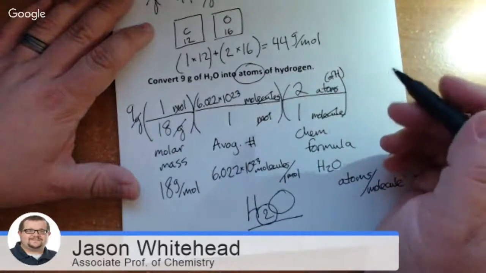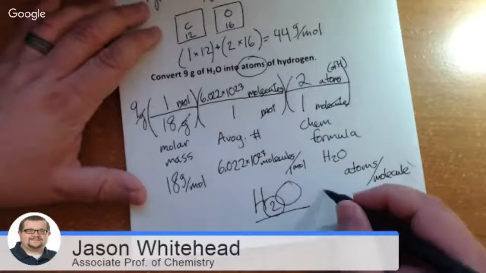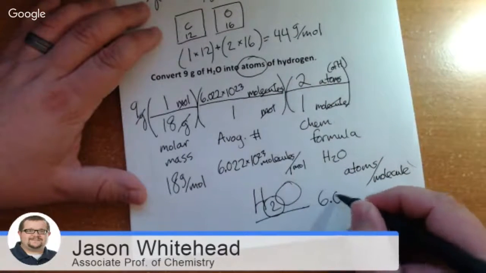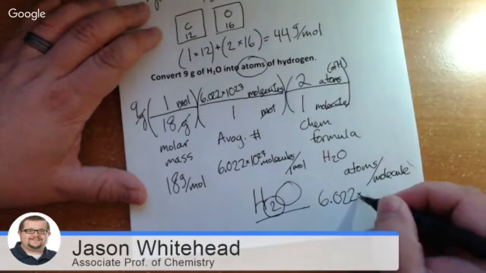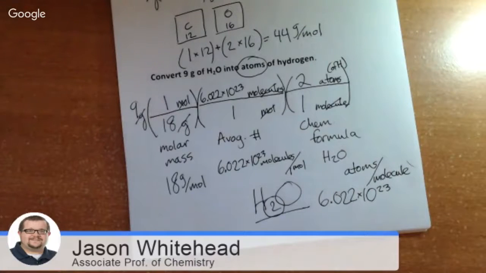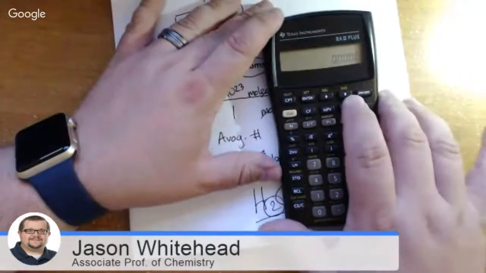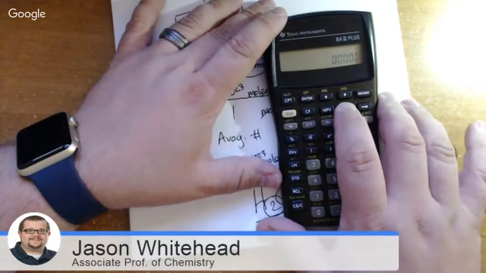Let's see, that should give us an answer of 6.022 times 10 to the 23rd. Now, let me see if I can get this working. I'd like to show you guys how to type that out. We'll see if this calculator will actually pick up, and it looks like it is on the screen. Good. Okay.